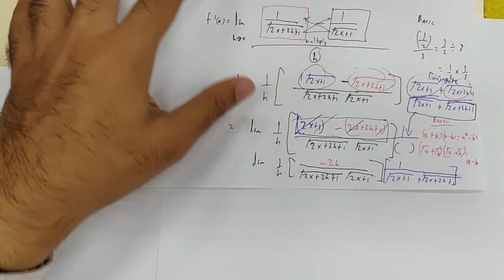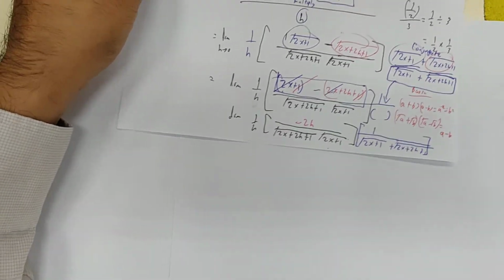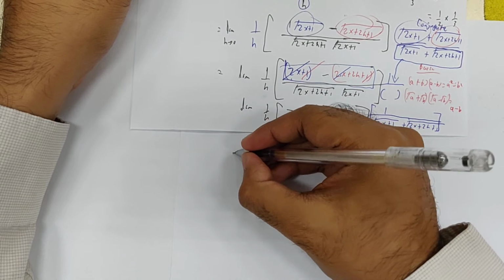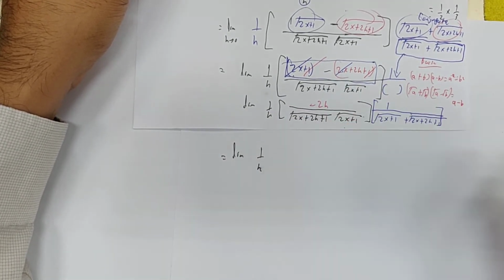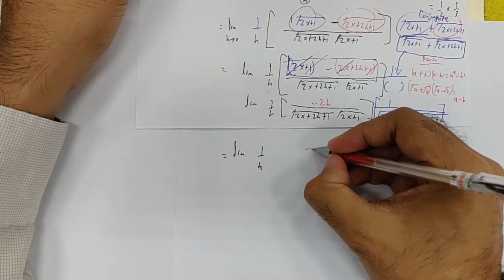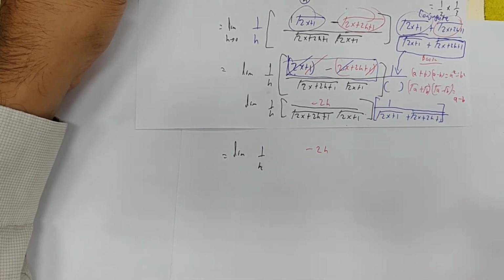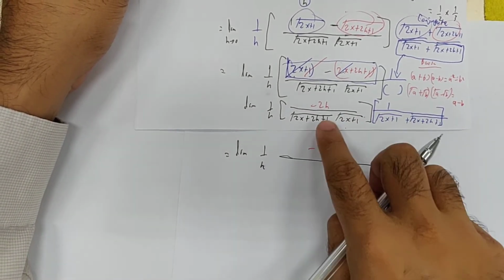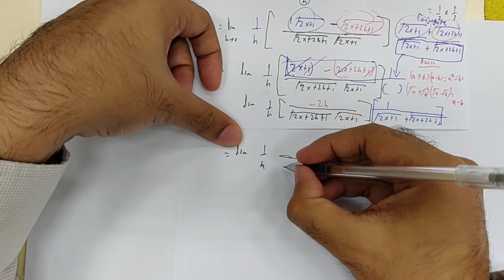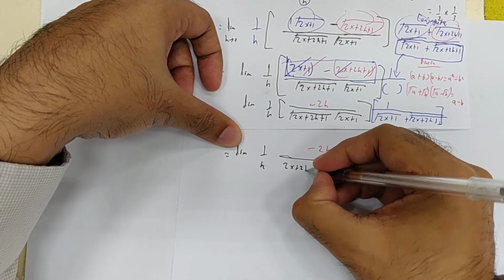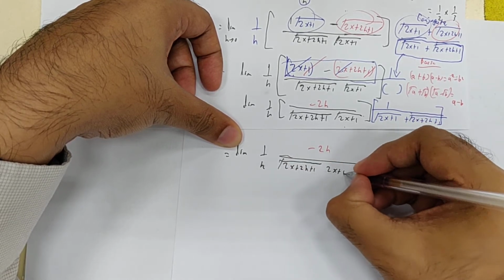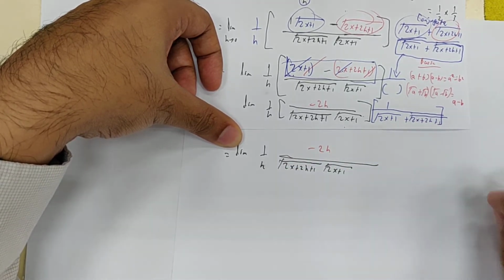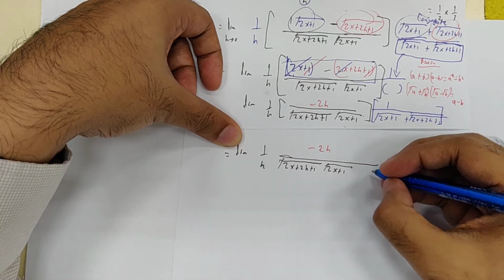Let me rewrite things back for you so things are a bit clearer. So what you get right now is the limit of 1 over h times minus 2h over the original one here, 2x plus 2h plus 1, 2x plus 1, and the conjugate one.